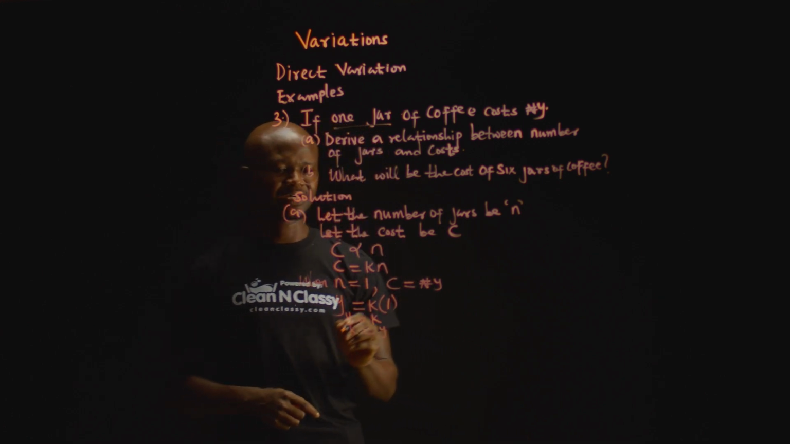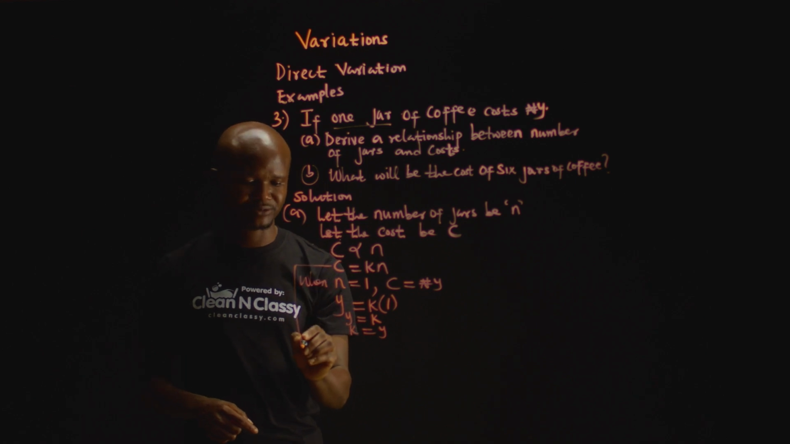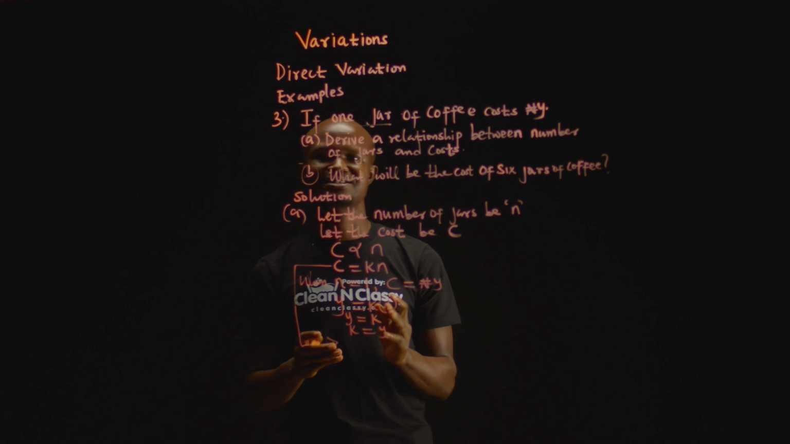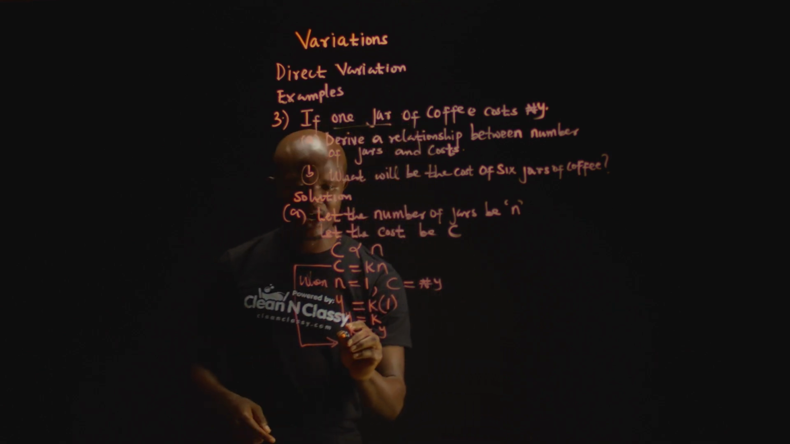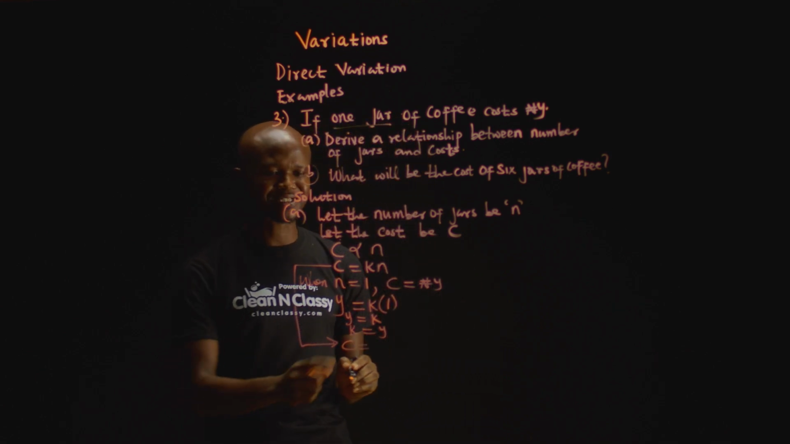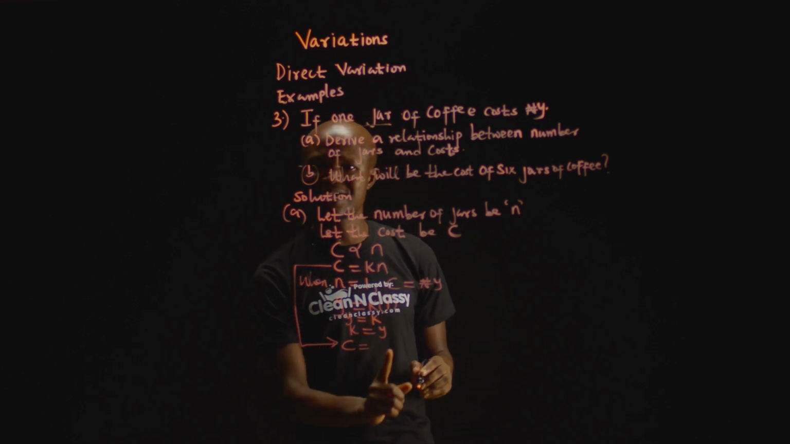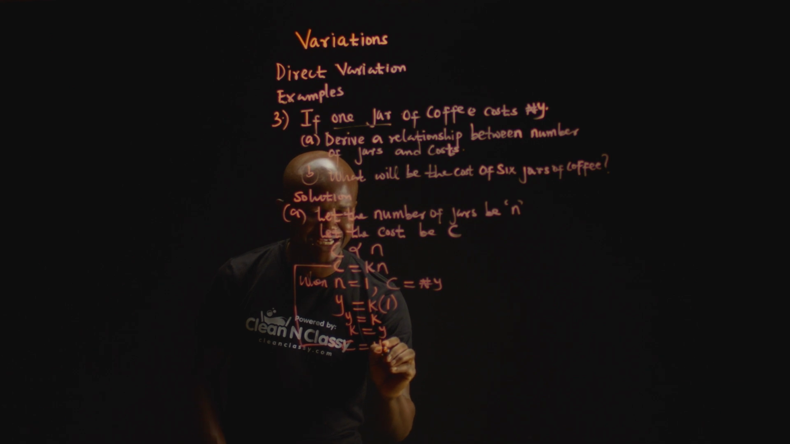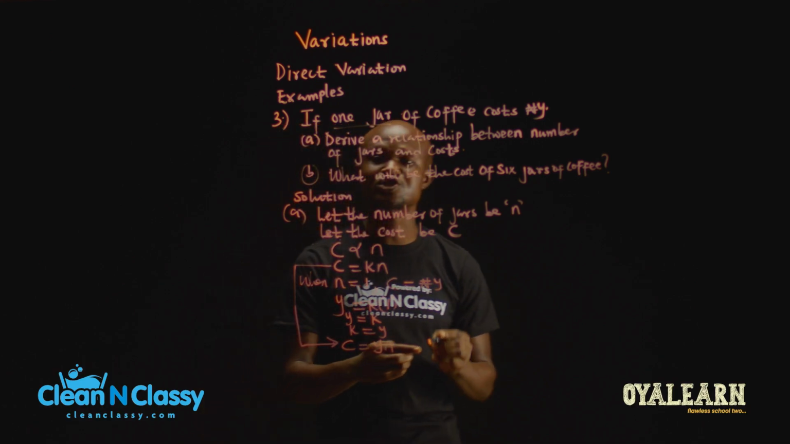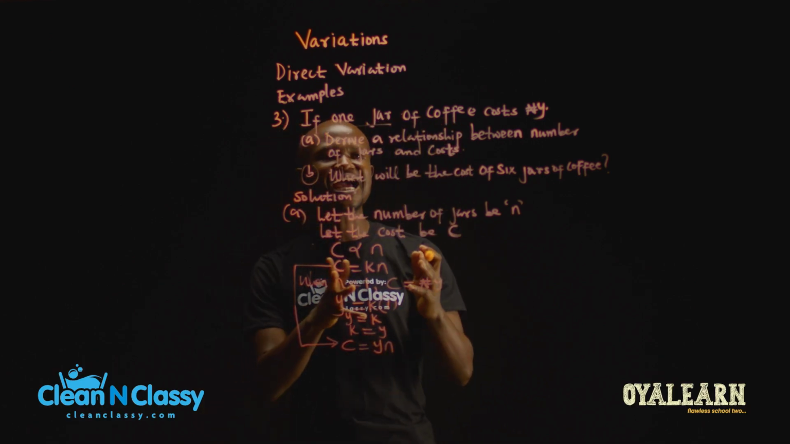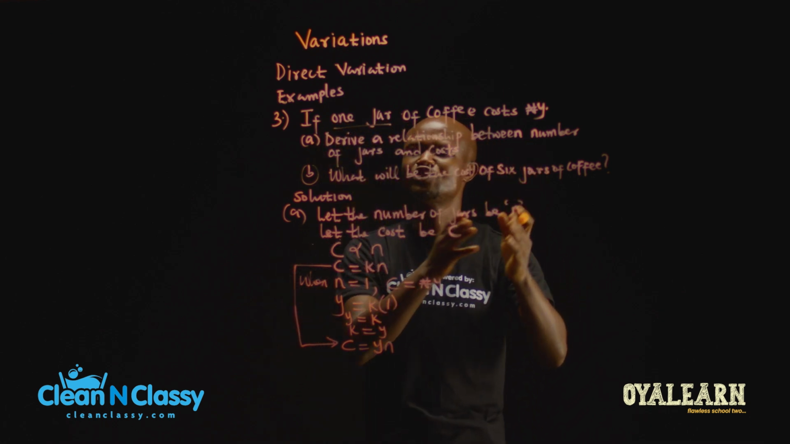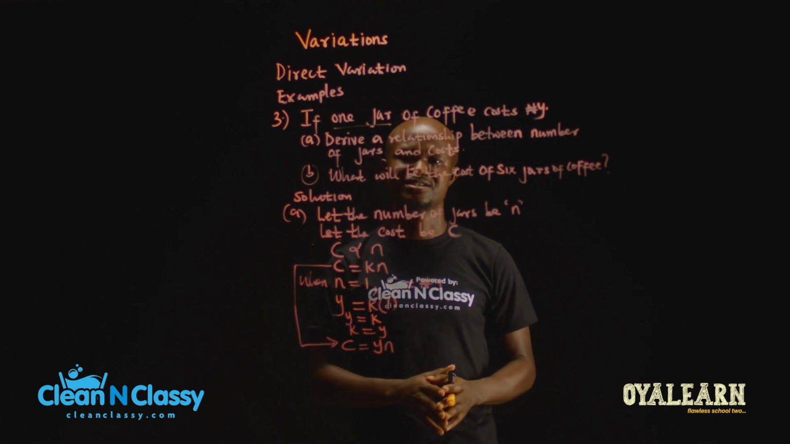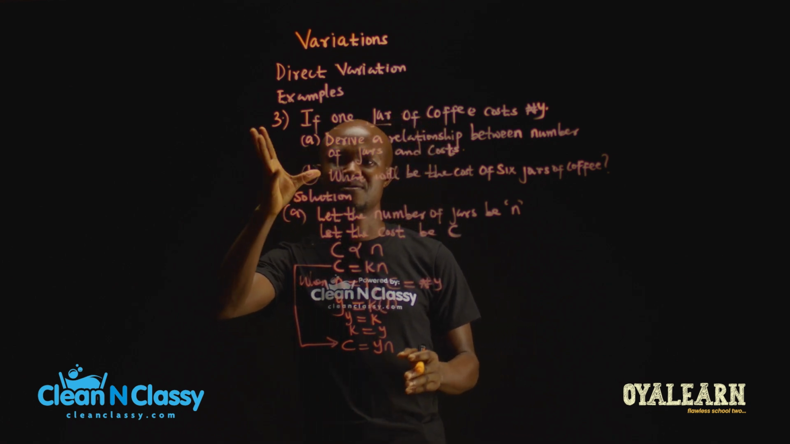Now we go back to the first equation to get a final relationship between C and n. Now C will be equal to what? Anywhere we see K, we replace it with what? With Y. So we have C equals Yn. So C equals Yn represents the relationship between number of jars n and the cost C. That is the solution to the first part.